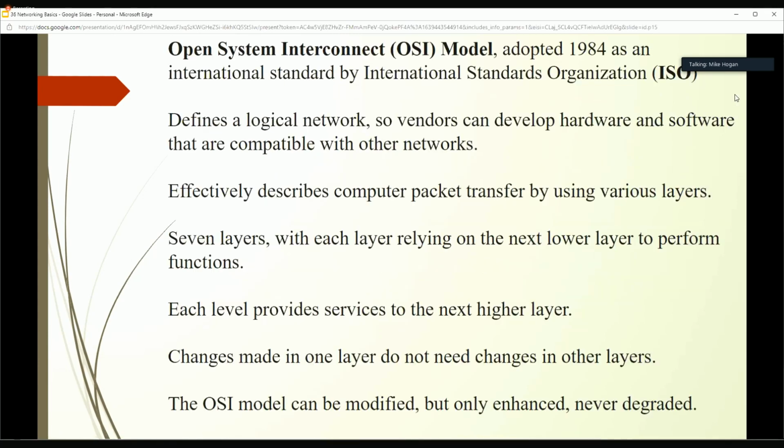And then we're going to dive into the OSI model. Before we dive into the OSI model, we're at a quarter till, so let's take a break and come back at the top of the hour. So let's come back at 8 o'clock your time, 9 o'clock my time. All right. See you in a few. Okay, thank you.